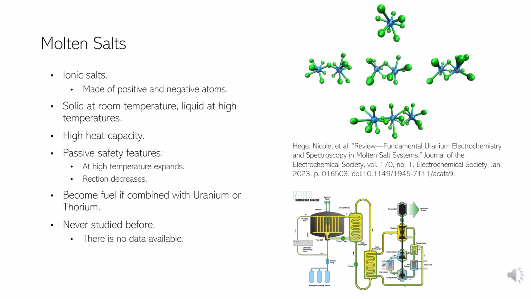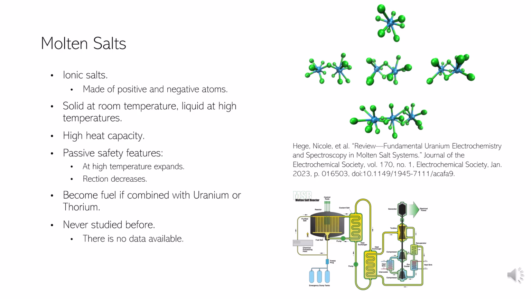Molten salts are ionic compounds that are solid at room temperature but liquid at high temperatures. They are made of positive and negative ions. They have a high heat capacity, are thermally stable, and are good at transferring heat. If nuclear fuel, like uranium or thorium, is dissolved into molten salts, the molten salts can be used as coolants and fuel in nuclear reactors.